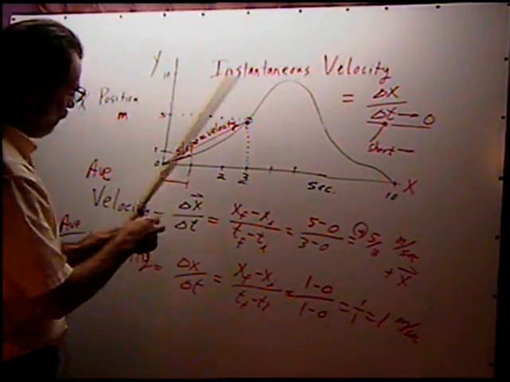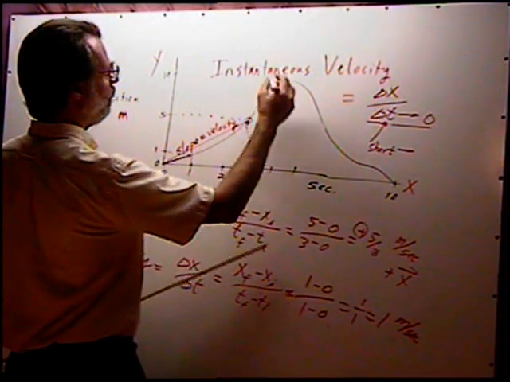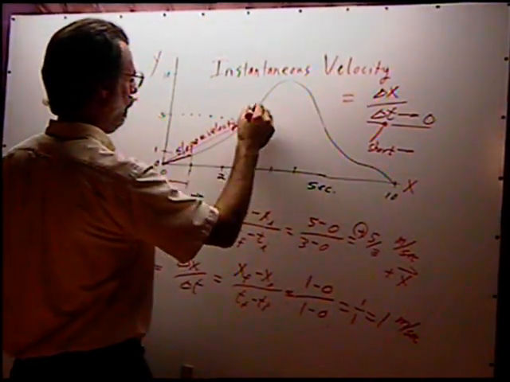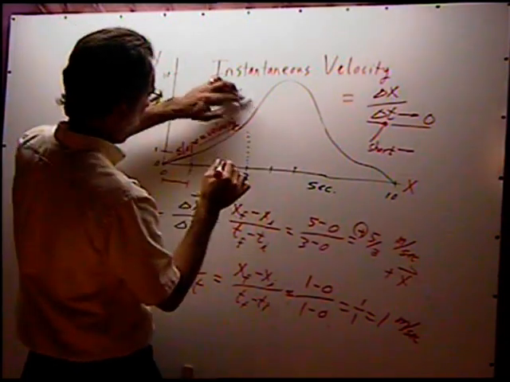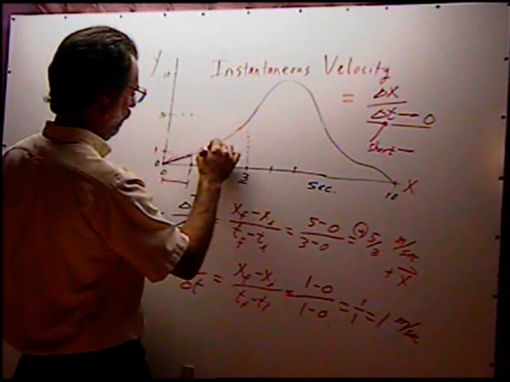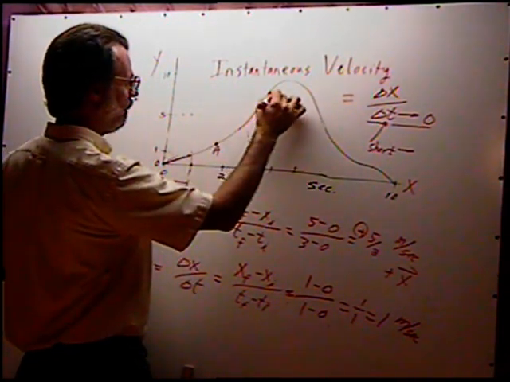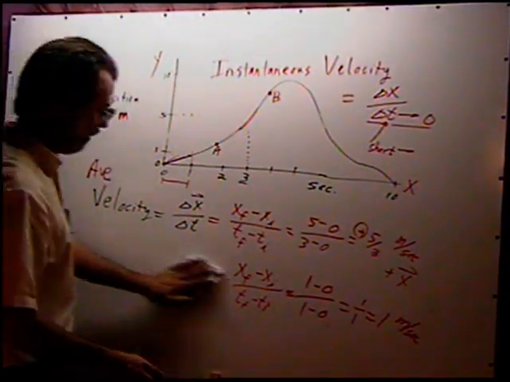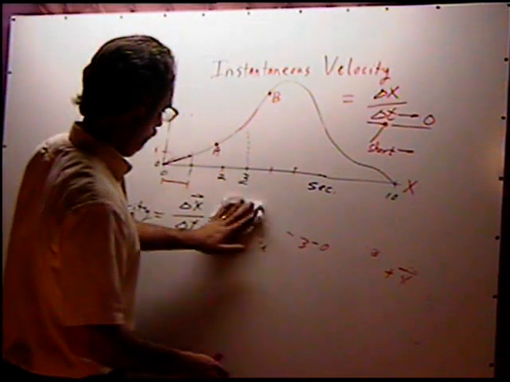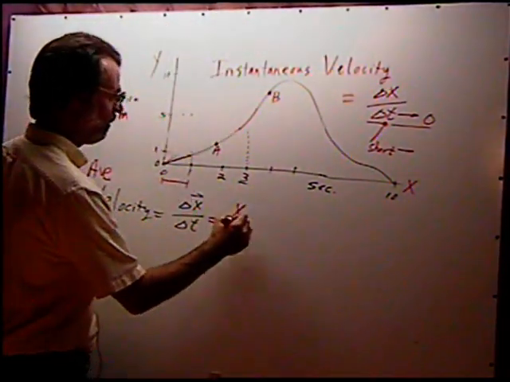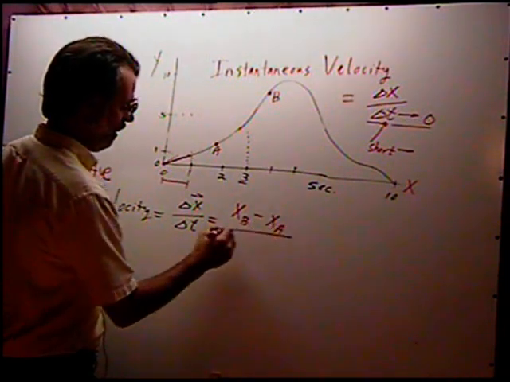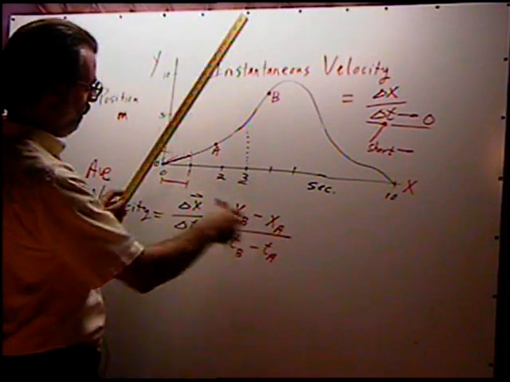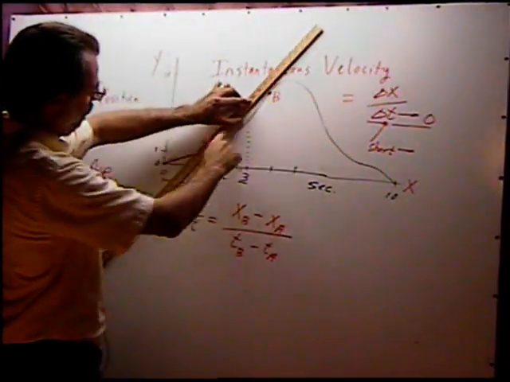And notice this meter stick. Suppose I'm measuring the velocity from point A to point B. If I'm measuring the velocity between these 2 points, I have the x of B minus the x of A over the time for B minus the time of A. And again, this is numerically equal to the slope of this line from A to B.